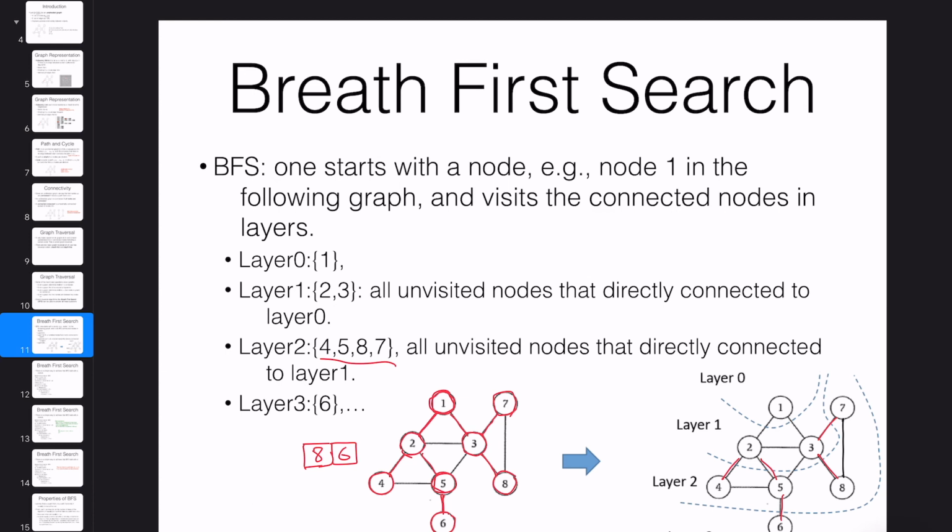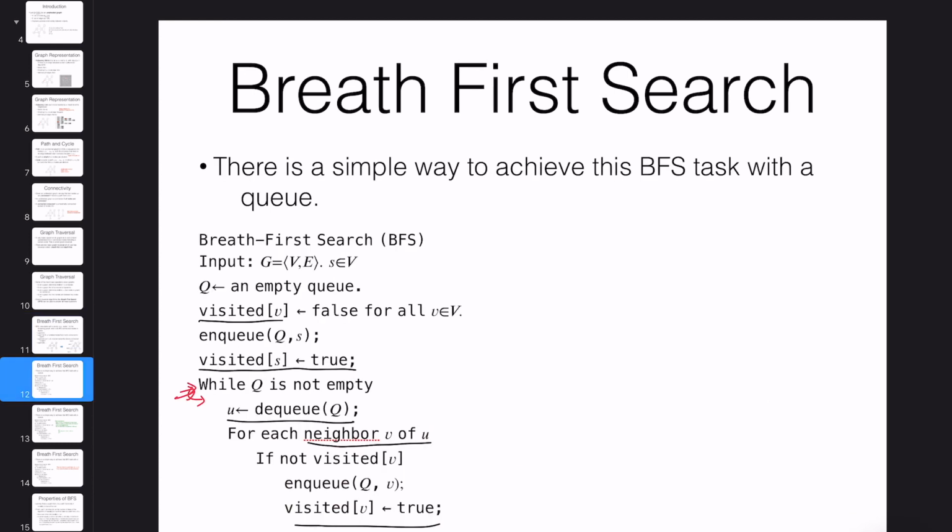The next value that will be popped from the queue is going to be 8. 8 has 2 connections, 3 and 7. Both of them are visited, so nothing will be pushed to the queue. The next value that will be removed from the queue is going to be 6. We remove that, and the queue will be empty. 6 only has 1 connection, 5. It has been visited, so you don't push anything to the queue. Then you will see that the queue is empty. The whole algorithm will stop. And we visited the nodes layer by layer.